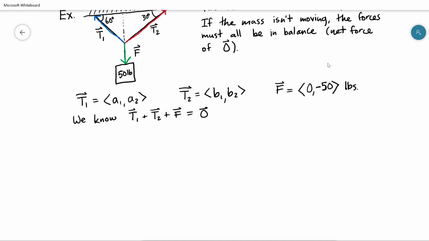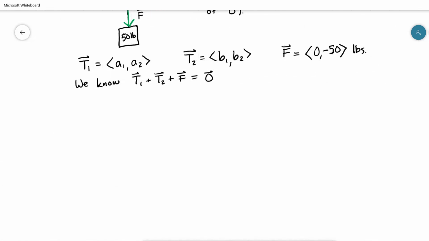So I'm going to use those angles and figure out what else I can determine so that I can ultimately find these A's and these B's. I've got to find all 4 of those pieces of information. So let's look a little more carefully at, say, T1.